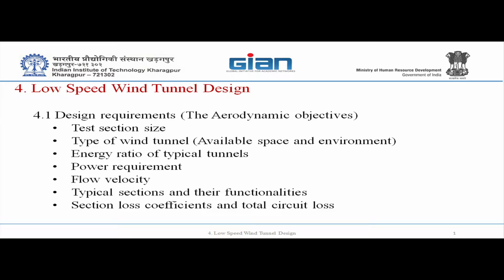Once we decide what type of wind tunnel we have, we go element by element and we calculate first the features of every section, and then we calculate the loss, the energy loss, pressure loss. And out of that, we come up with the power requirement. Once we know our energy loss in the circuit, we can choose our power plant.